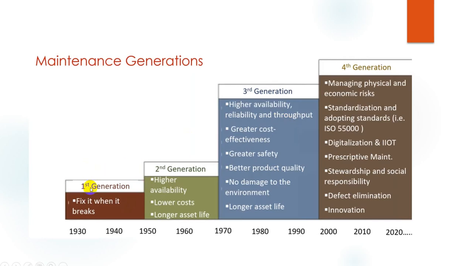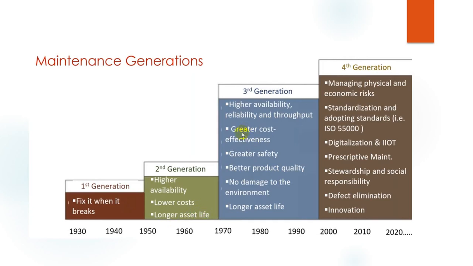The first generation of maintenance, we talk about firefighting. Firefighting means you fight the fire when it happens, fix it when it breaks, leave the equipment running until it breaks, then go fix it. That's the first thing. And what do you think? Is this technique good or bad? First one. Then, as we said, first generation: fix when the unit breaks. Second generation: higher availability, lower cost, long asset life.